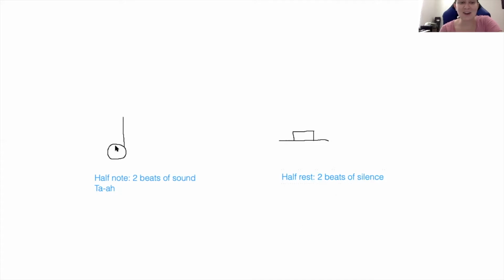All right, so these are our two rhythms that we're going to focus on today. We have our half note, two beats of sound, or ta-ah, and then we have our half rest, which is two beats of silence.